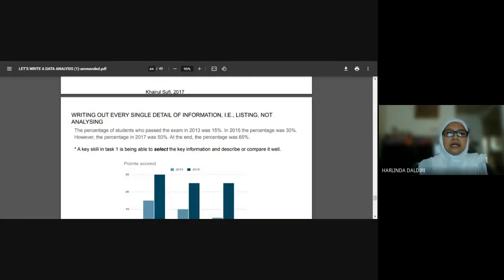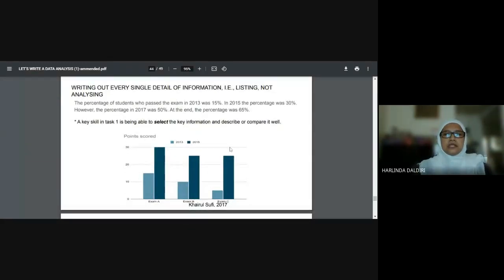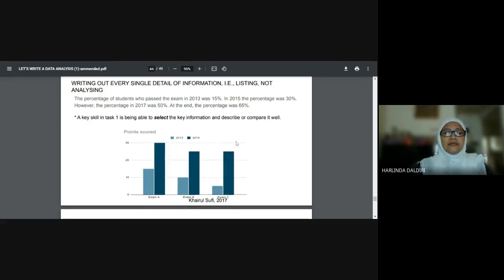Writing out every single detail of information, or listing. For example: The percentage of students who passed the exam in 2013 was 15%. In 2015, the percentage was 30%. However, the percentage in 2017 was 50%. At the end, the percentage was 65%. Reading the sentences here is very tiring. And what's more, you have too many numbers. It can be very boring.